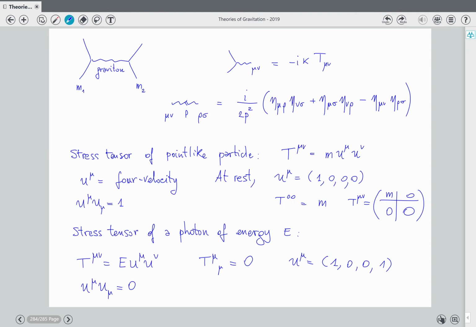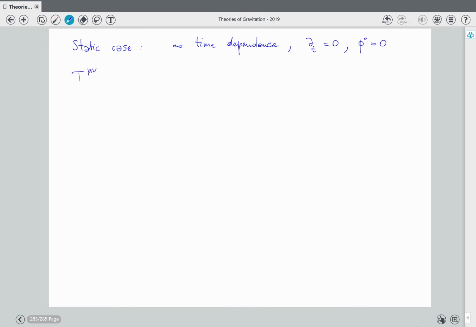So you assume that the two bodies have been there forever and they will stay there forever. And you are asking yourself how much they attract or repulse themselves. Next, we want these stress tensors to be conserved. That means that if you contract it with this p mu, you have to have 0.